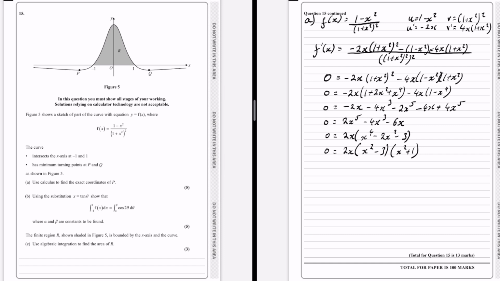X equals 0 is a solution there, but not interesting. That's the maximum point on the y-axis. X squared plus 1 is not going to give us any real solutions, so we're going to get x being plus or minus the square root of 3. We're interested in P, so that's the left-hand one of those, so the negative square root of 3. If I plug negative root 3 into the original function, we'll get 1 minus 3 all over 1 plus 3 squared, which is negative 1/8. So our point P is negative root 3, negative 1/8.